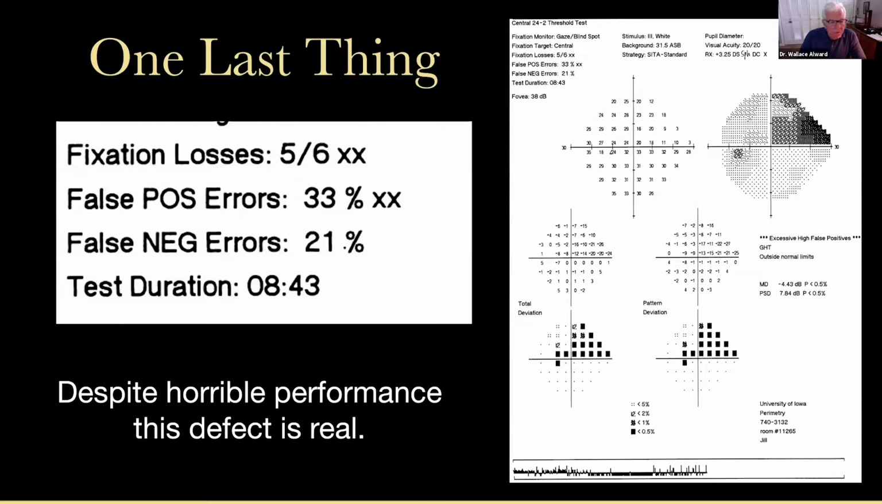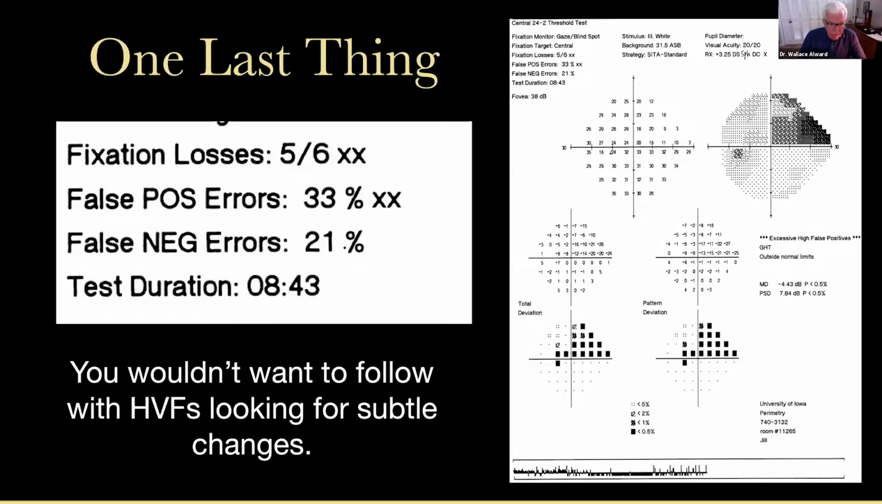But so this is real, but you wouldn't want to follow this person for subtle visual field changes. I mean, if every time their performance was this bad, I think you're not going to really pick something up. I would probably try this person with a size 5, see if there's a way that you can sneak a visual field out of this person. But he may be somebody in whom field testing is just not going to be part of their treatment.